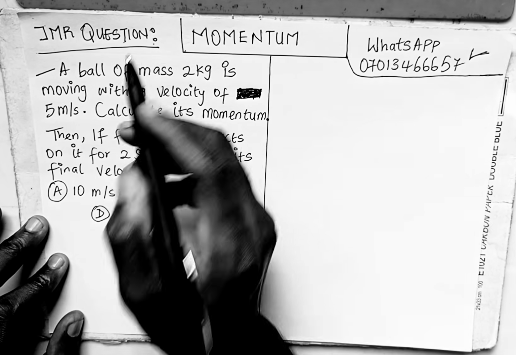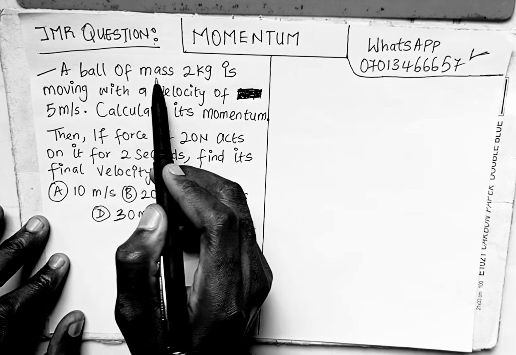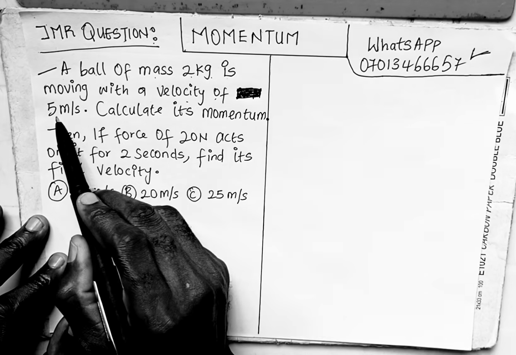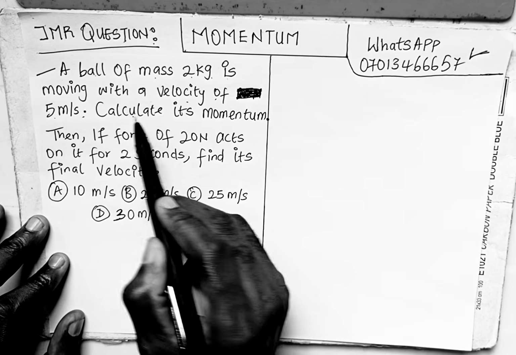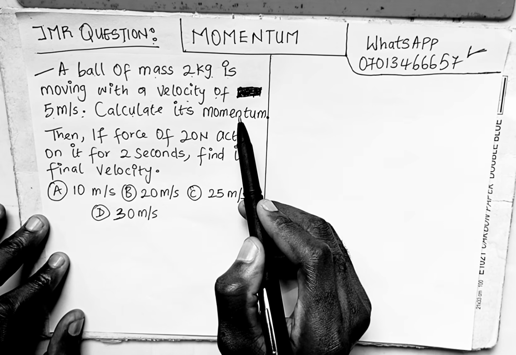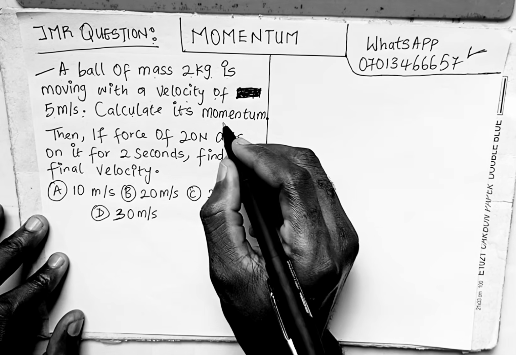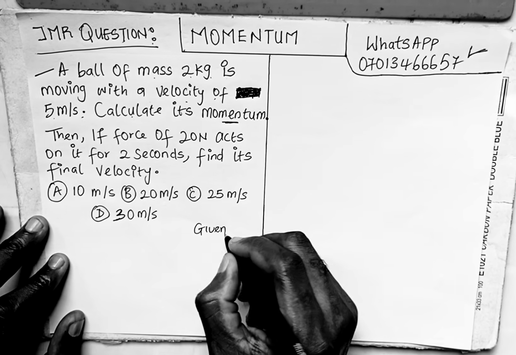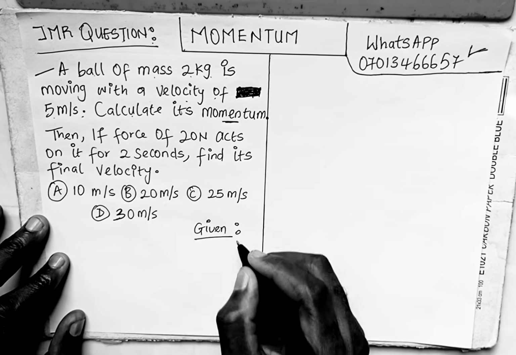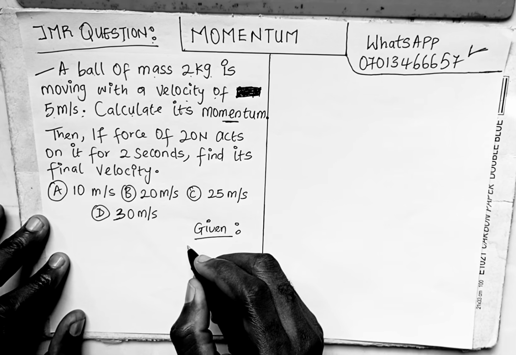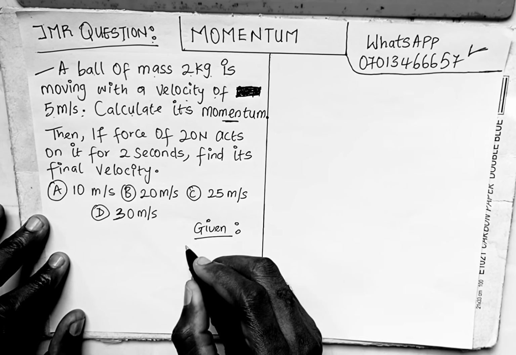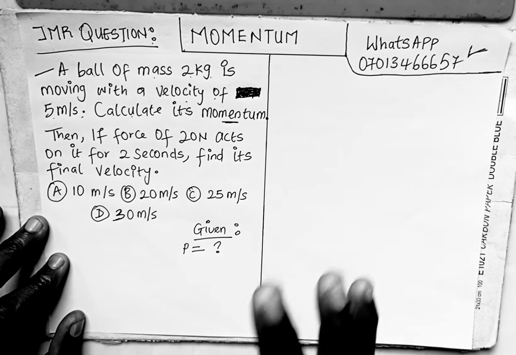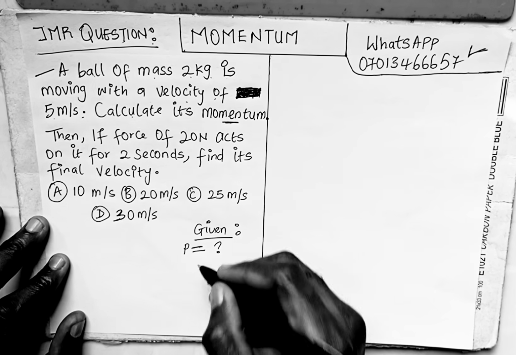JAMB must repeat questions. The question reads: a ball of mass 2 kilograms is moving with a velocity of 5 meters per second. Calculate its momentum. All right, let's write out what is given. Momentum: what is the symbol for momentum? The symbol for momentum is P. Momentum P is equal to what? That's what we are looking for. This is what they said we should calculate.